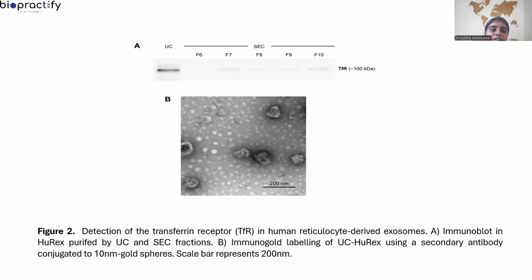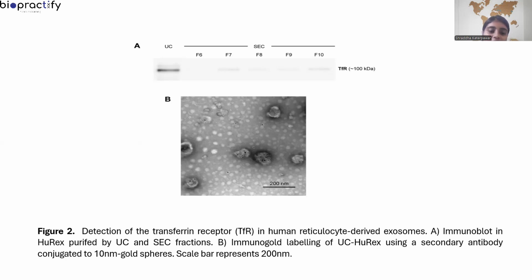So in ultracentrifugation, we can see that the dark band appears, which means the transferrin receptor is detected very well in the ultracentrifugation sample, whereas in size exclusion chromatography we can see very light or very thin bands, since the intensity of the band is very low. So we can say that transferrin receptors are not well detected in the size exclusion chromatography extracts. In the ultracentrifugation extract, transferrin receptors are much more abundant compared to size exclusion chromatography.